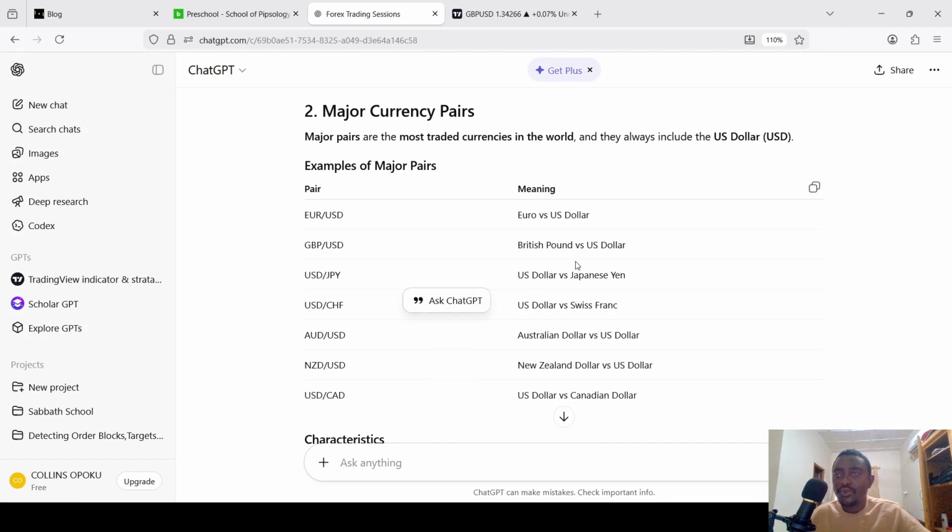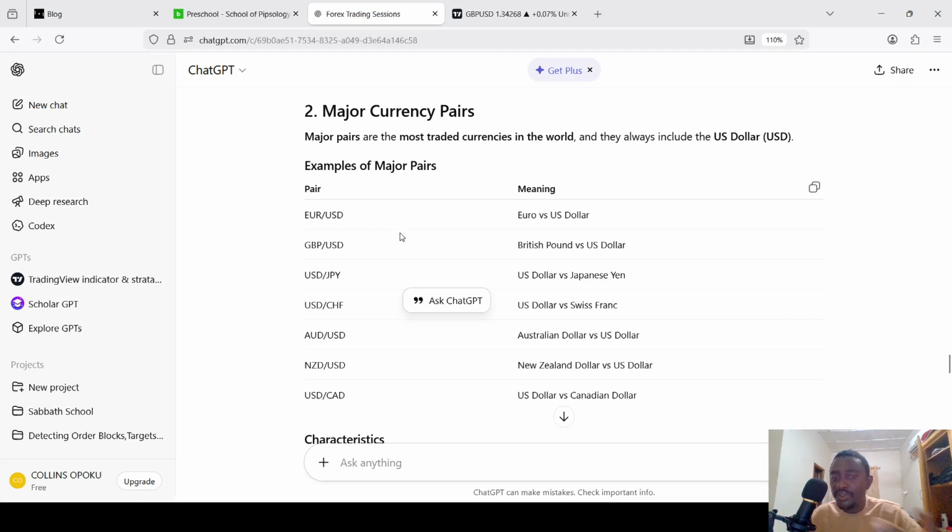So the major pairs. We've already explained what a pair is, that it involves two currencies coming together. Either you are selling one for the other. If you are buying dollar and you are using cedis, that is the USD cedi. Mostly, when we are listing the pairs, we bring the major one first, the symbol that is strong. So if you are taking euro and dollar, this is the base currency, the euro against the dollar.